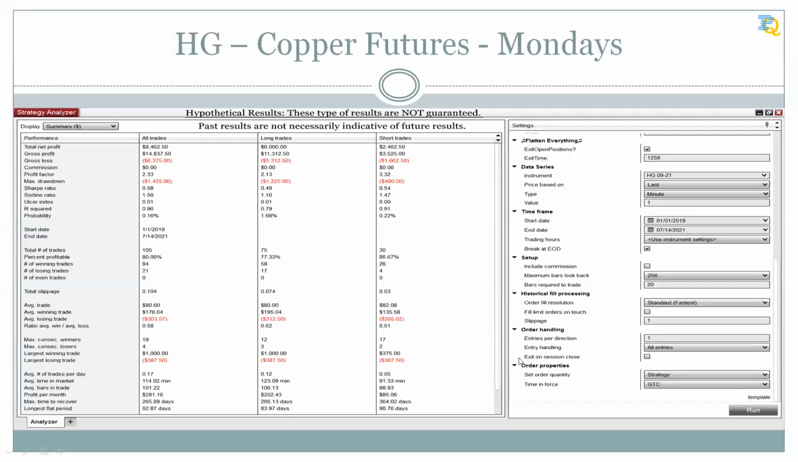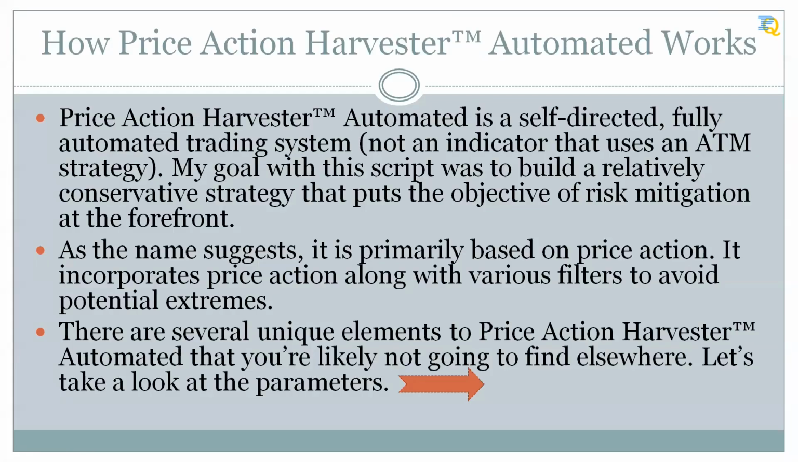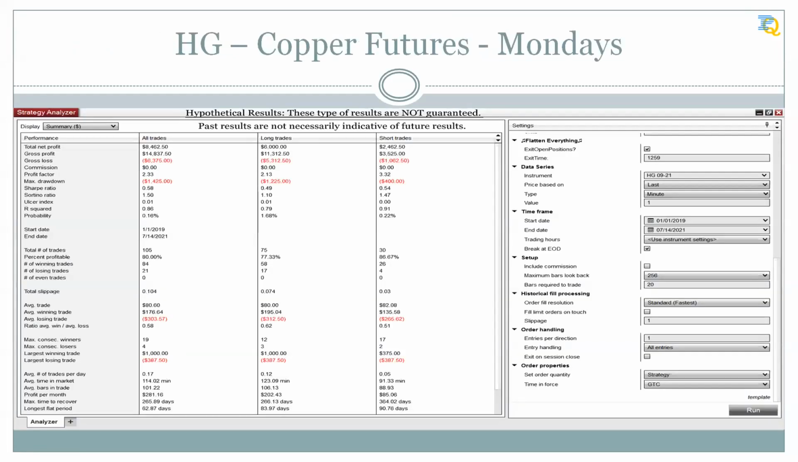Okay, so that we just covered. These are hypothetical results. Before I get to that, I'm going to share with you some hypothetical results. Okay, guys, remember the CFTC rule 4.41 that I read in the disclaimer, this applies here.